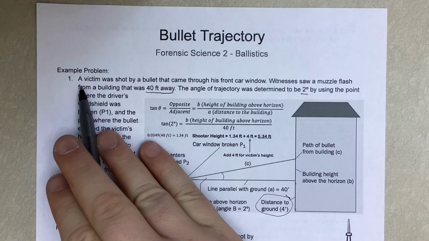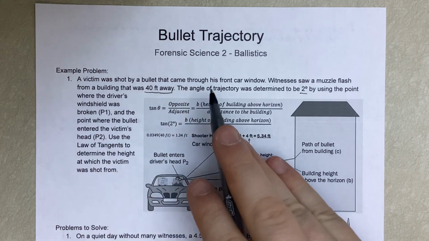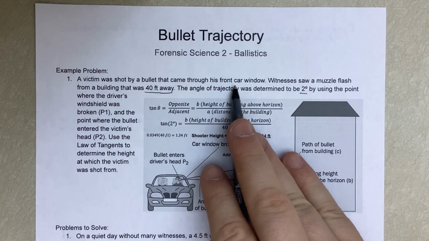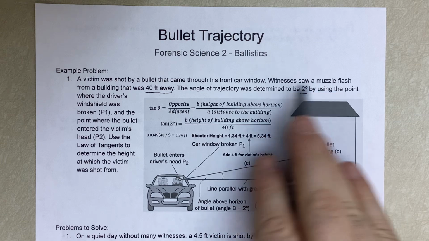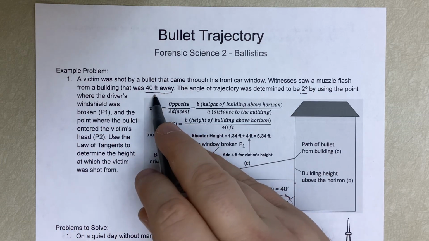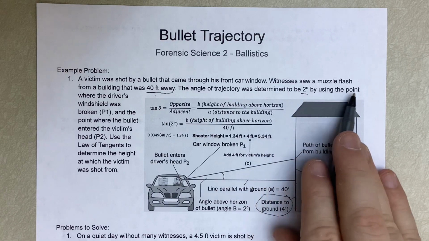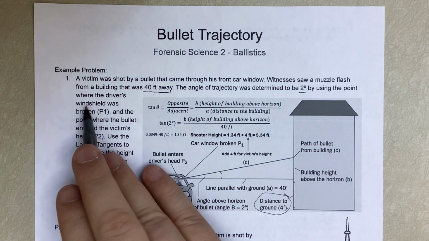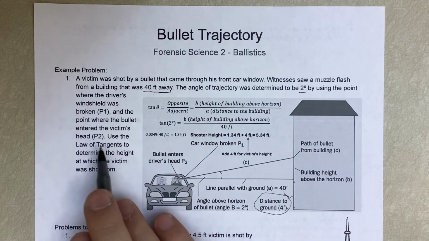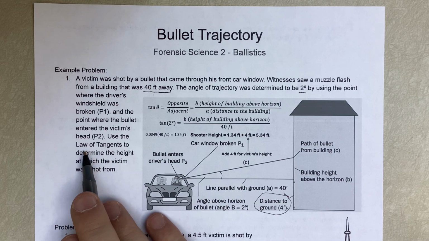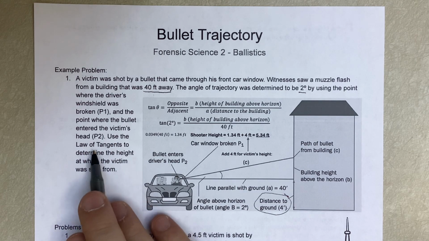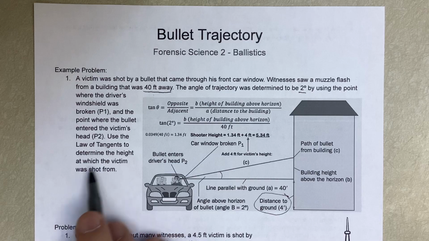So the first problem is about a victim who was shot by a bullet that came through his front car window. Witnesses saw a muzzle flash from a building that was 40 feet away. The angle of trajectory was determined to be 2 degrees by using the point where the driver's windshield was broken and the point where the bullet entered the victim's head. Use the law of tangents to determine the height from which the victim was shot.